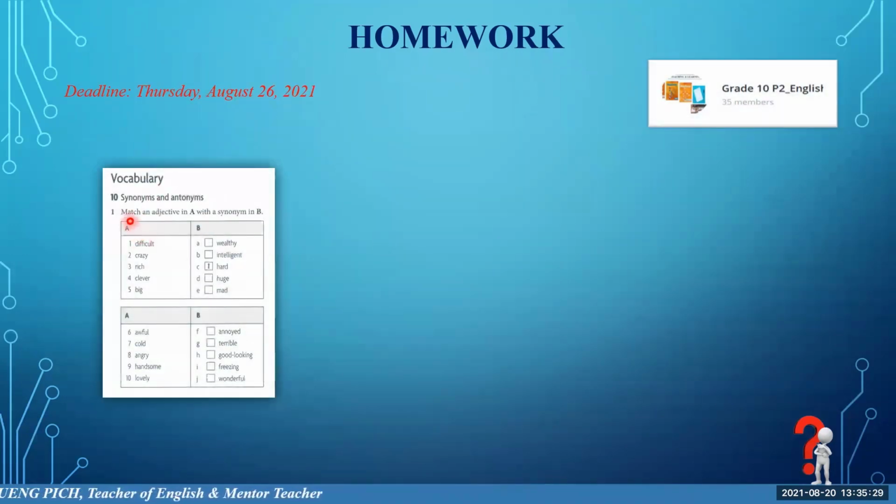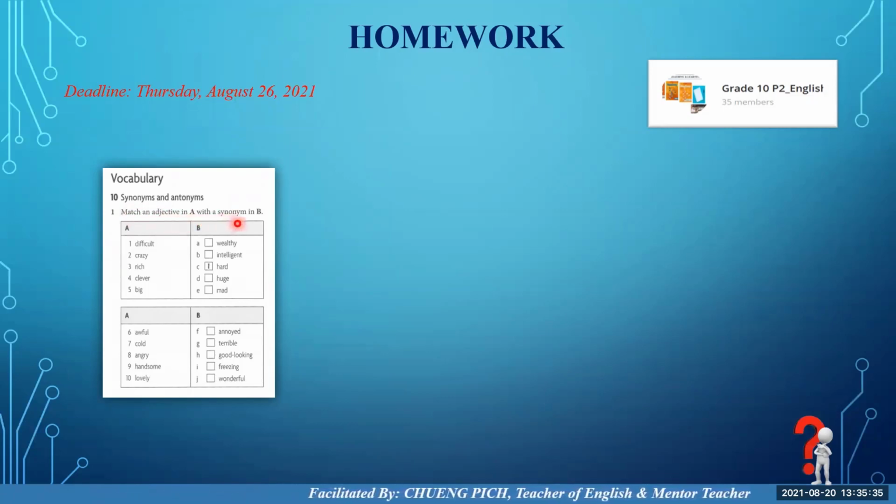Now the first one is synonyms and antonyms here. Match an adjective in A with a synonym in B. It's easy. We have done it already, right? The first one is done for you. So what you have to do is just put a number here. Crazy: if you think the synonym of crazy is B, just put number 2 here. It's up to you.